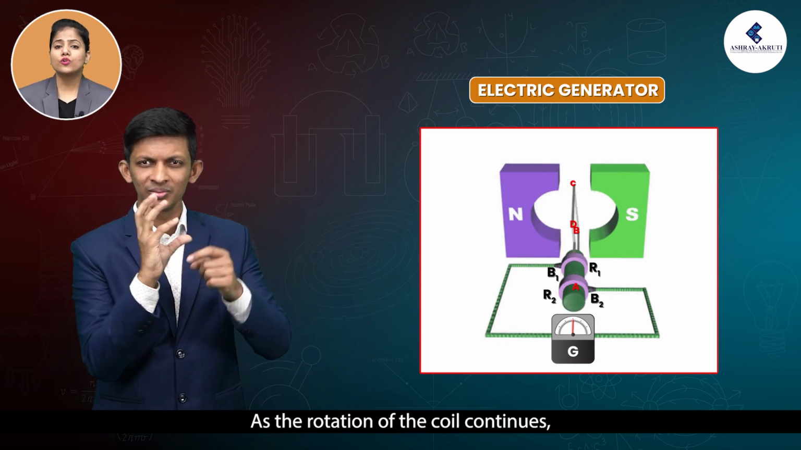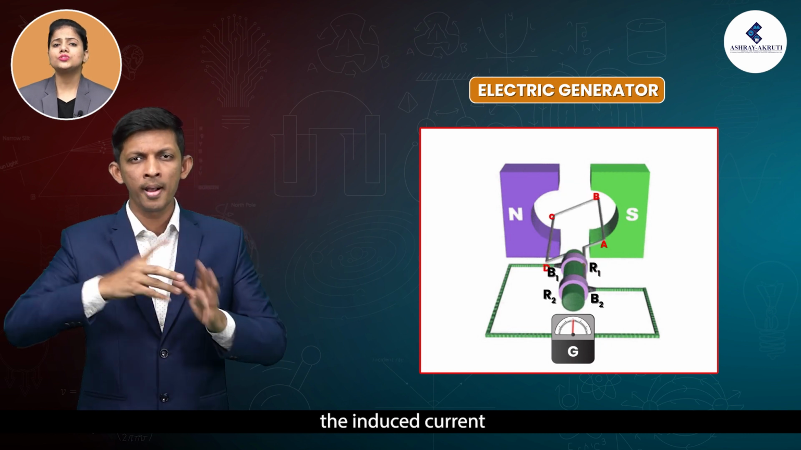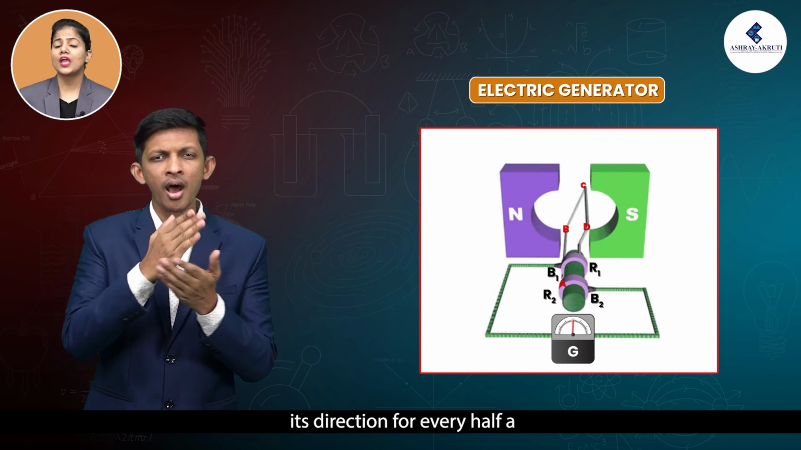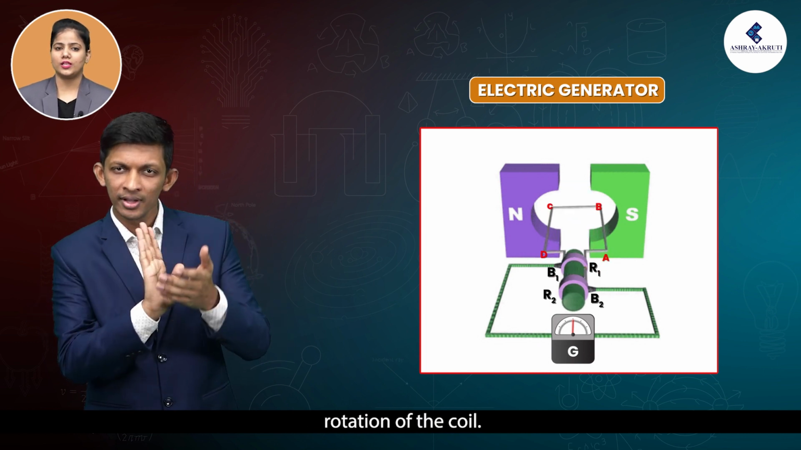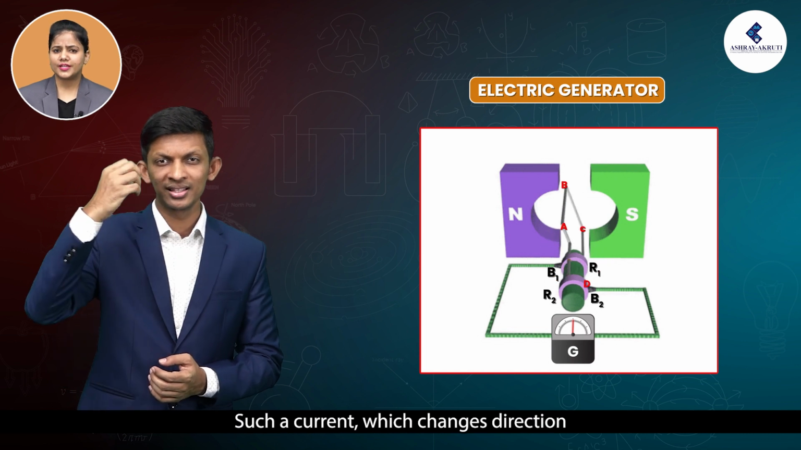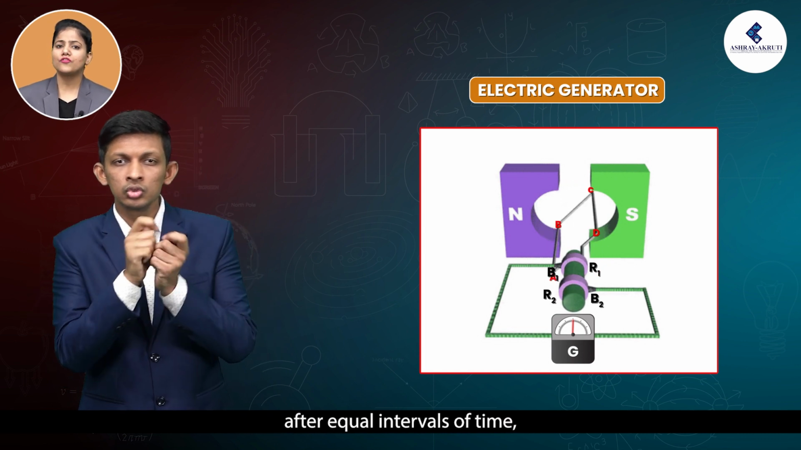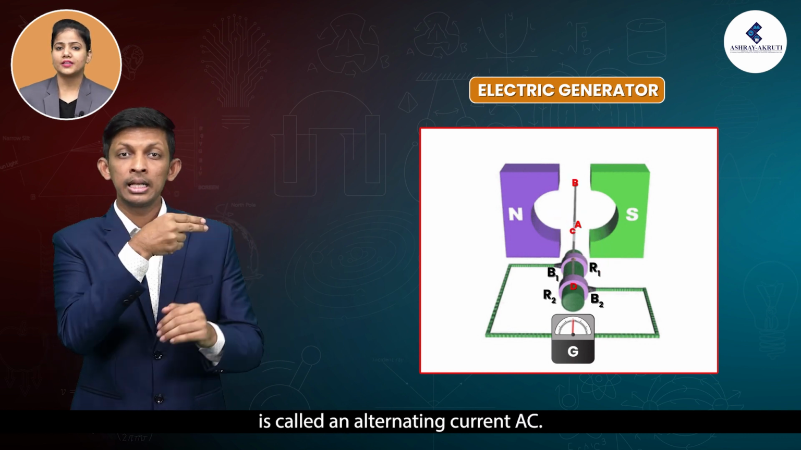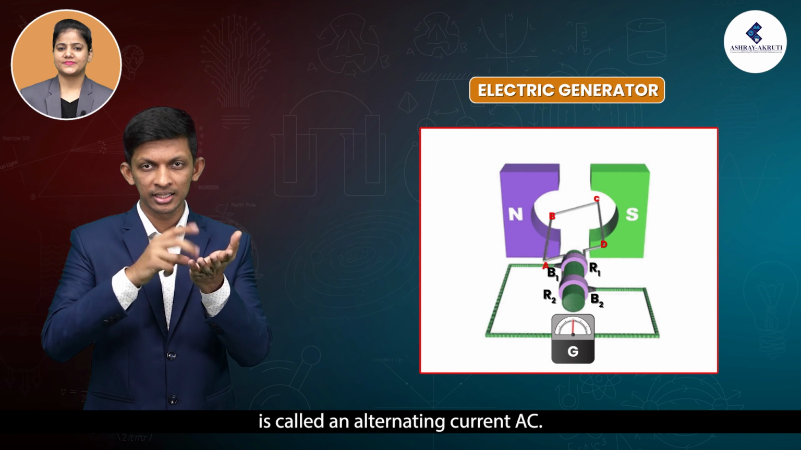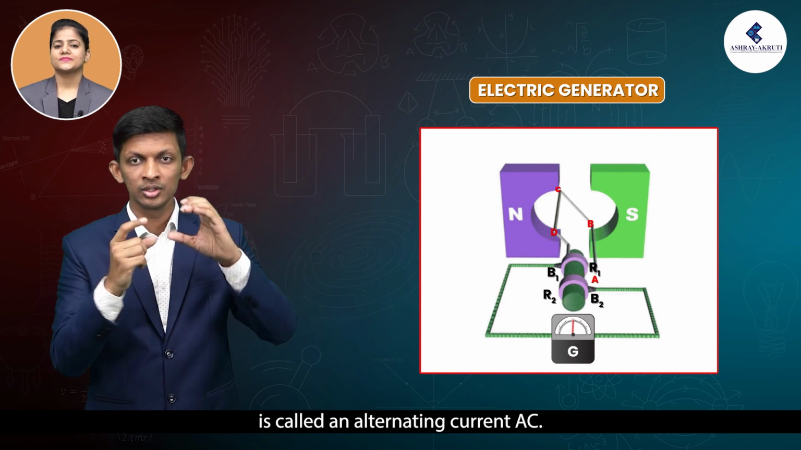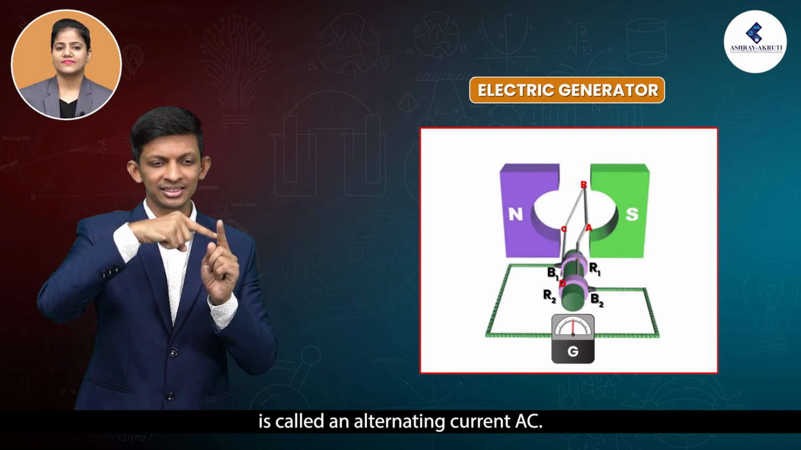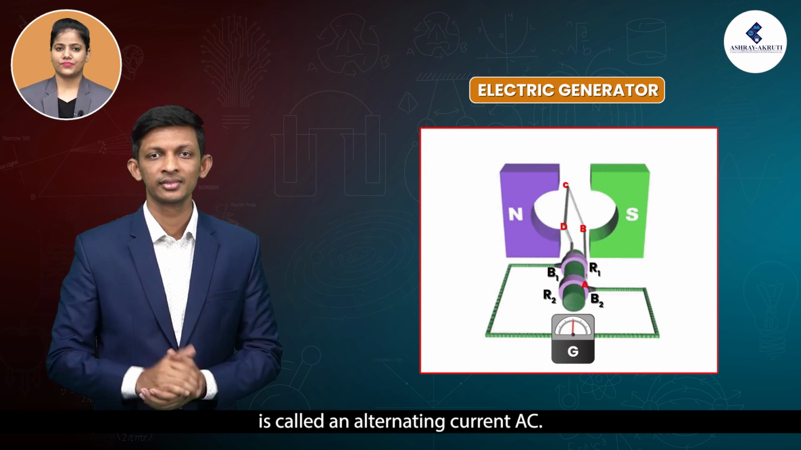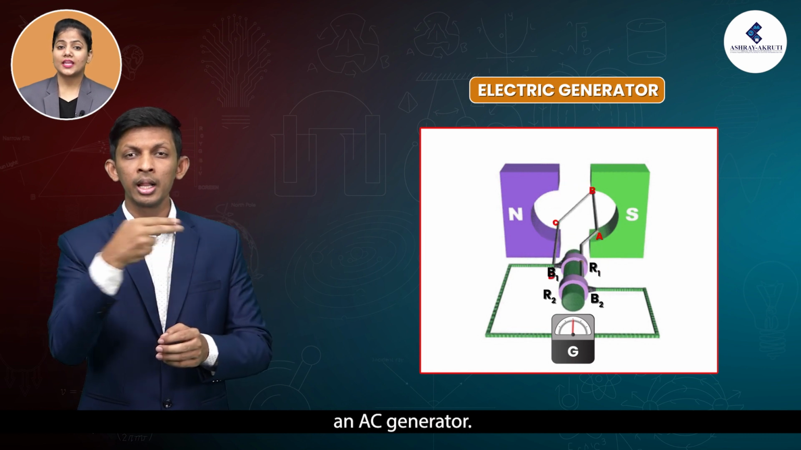As the rotation of the coil continues, the induced current in the external circuit changes its direction for every half a rotation of the coil. Such a current which changes direction after equal intervals of time is called an alternating current AC. This device is called an AC generator.